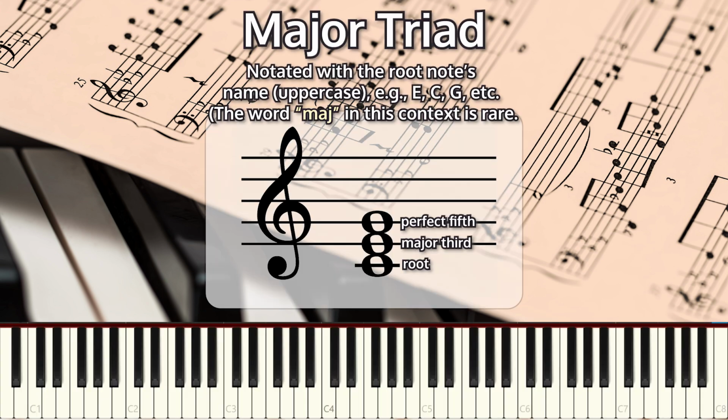In the case of major triads, the third is a major third above the root note and the fifth is a perfect fifth relative to the root. It's notated with the root note's name in uppercase, so if you see the letter E and you know it's a chord, it's just a regular E major triad. Of course, we can also use the word E major. The uppercase letter is an abbreviation.